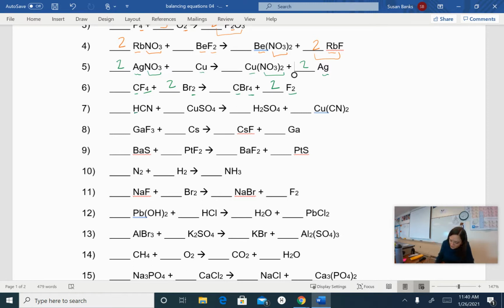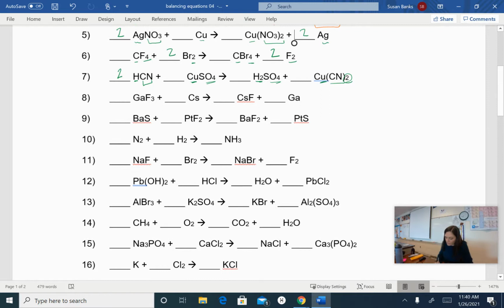Cyanic acid, I've got 1 hydrogen, and over here I've got 2. So I need to multiply my cyanic acid by 2. My cyanide group, I have 2 now. 2 times 1 gives me 2, and I've got 2 of them here. So that's good. 1 copper, and 1 sulfate group, and 1 sulfate group. So I just needed to multiply my cyanic acid by 2.